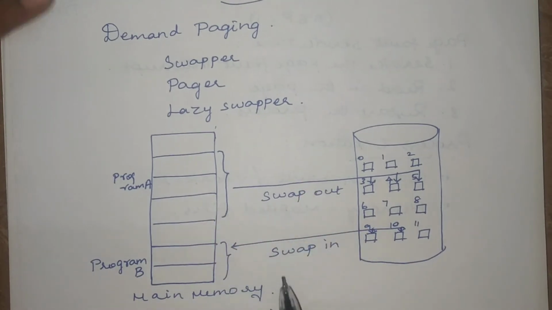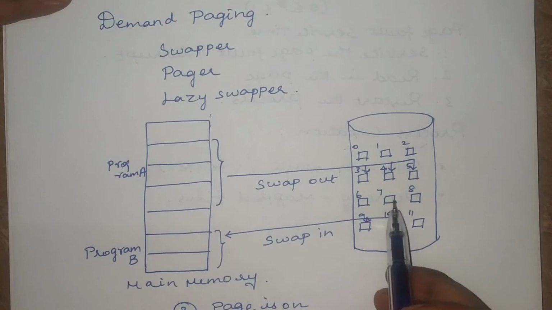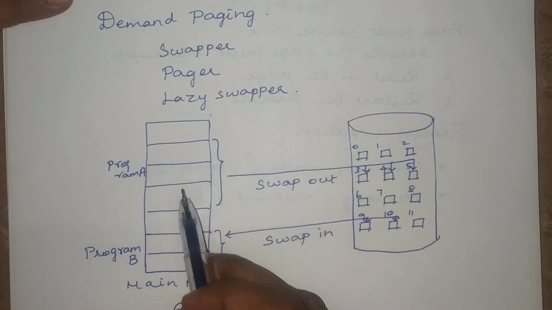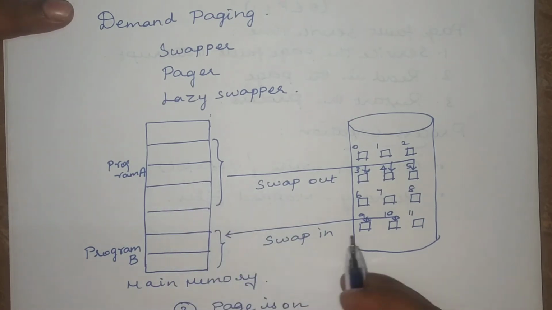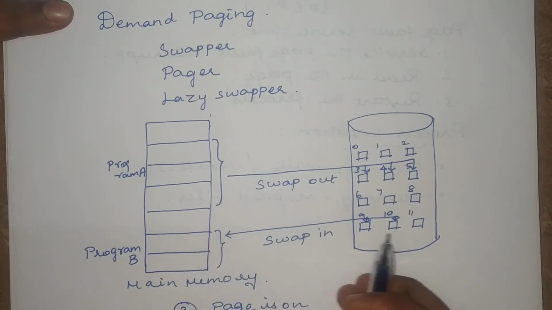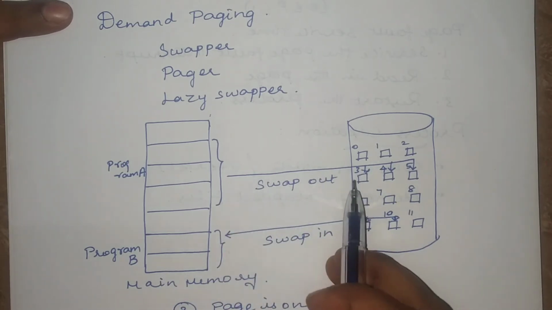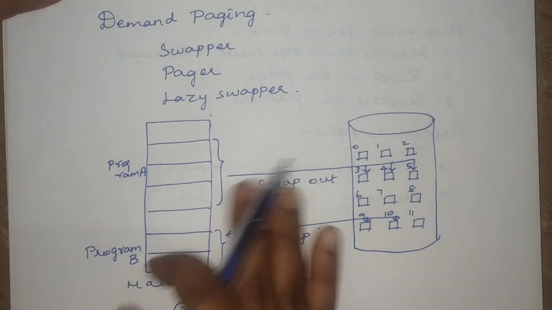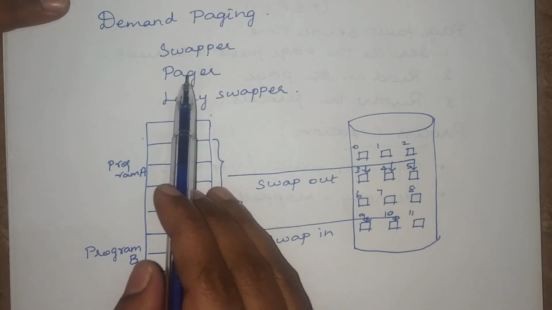If you look at this picture, this is the main memory and this is the secondary memory. Some of the pages we swap out from the physical memory because they have already completed their execution. And now some of the pages we swap into the physical memory because they are currently needed by the CPU for execution. So we have the swap in operation, and one more operation is the swap out operation. This is what a swapper is. A swapper is the term used to perform the swap operation.